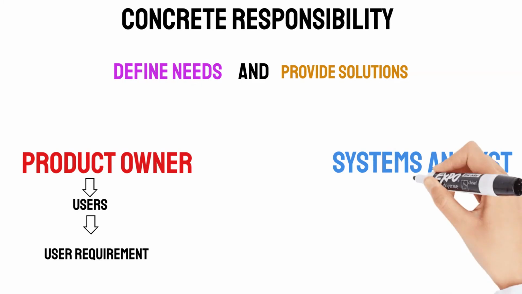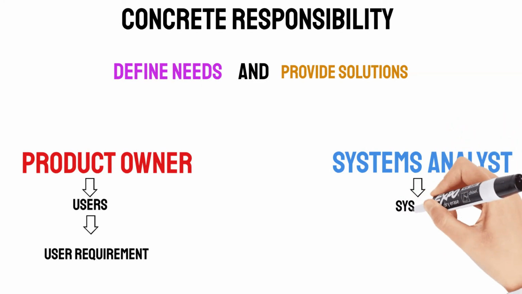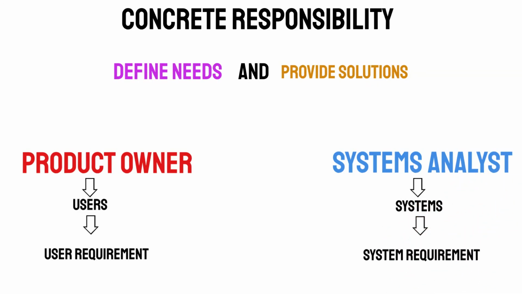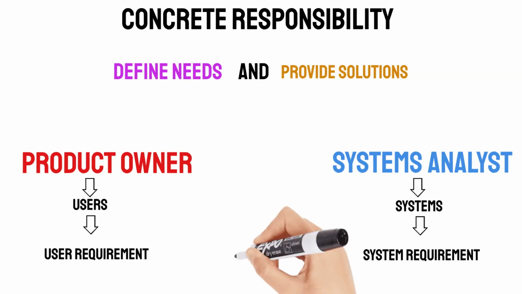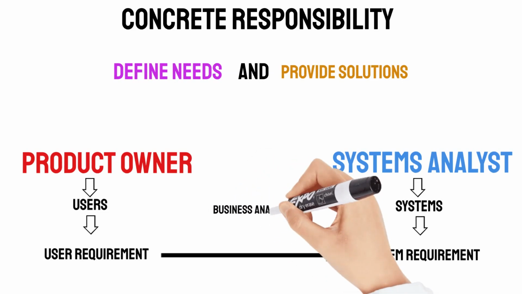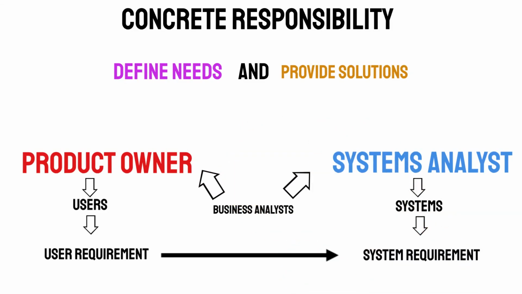On the other hand, we have the systems analyst, who is not that much into users, but more into systems, and therefore also more into system requirements. The systems analyst wants to figure out what the need of the systems is so that the user requirements coming from the product owner can be implemented, right? So if there's a change from the user, how do the systems have to behave after this? Which systems have to change in which way? That's the focus of the systems analyst. So he's defining the needs for the systems and providing a solution there. As you can see, systems analysts and product owners are both business analysts because they are both defining needs and providing solutions.